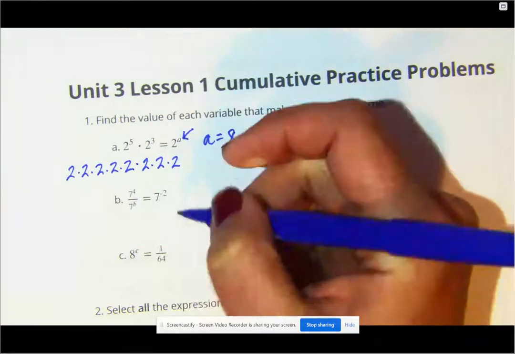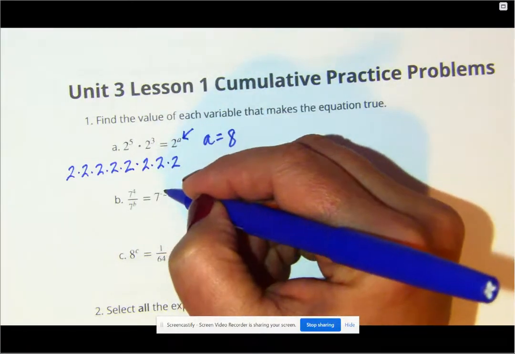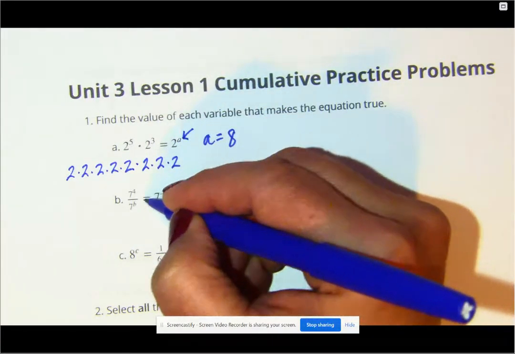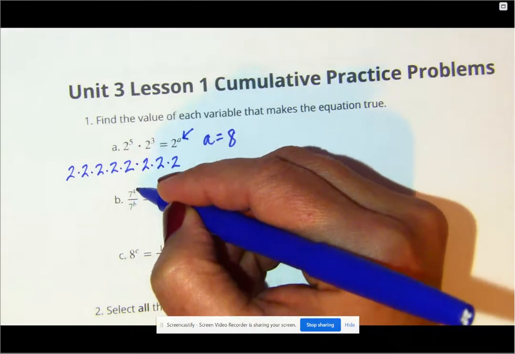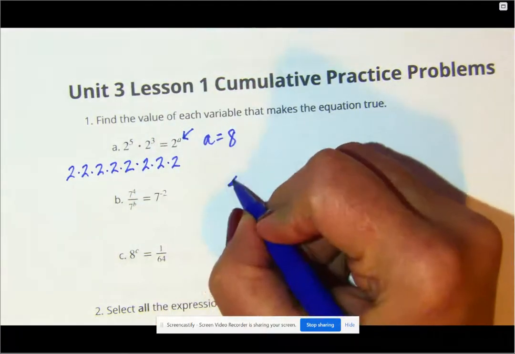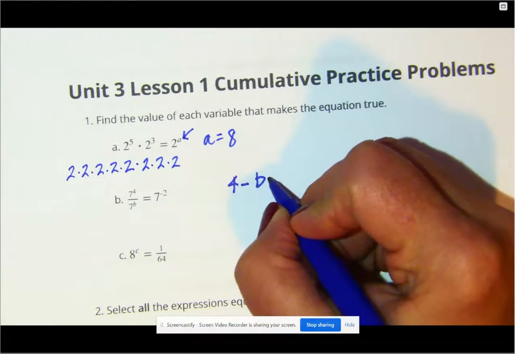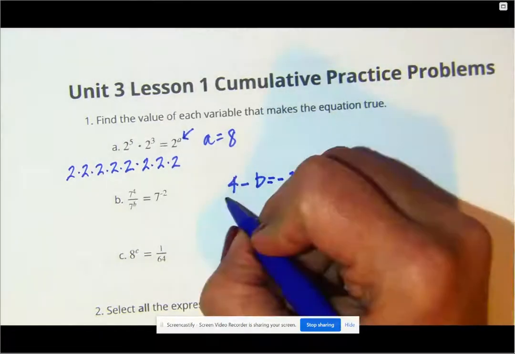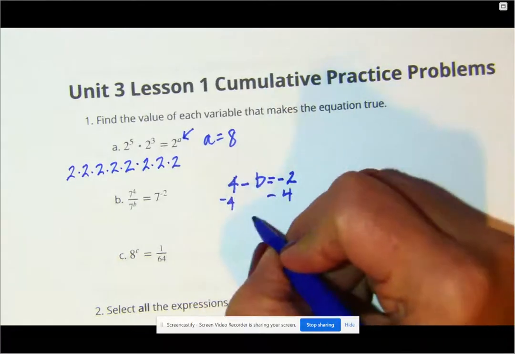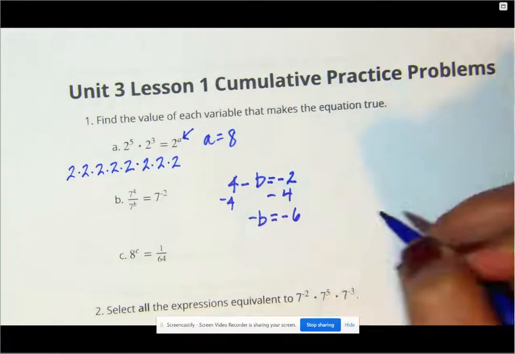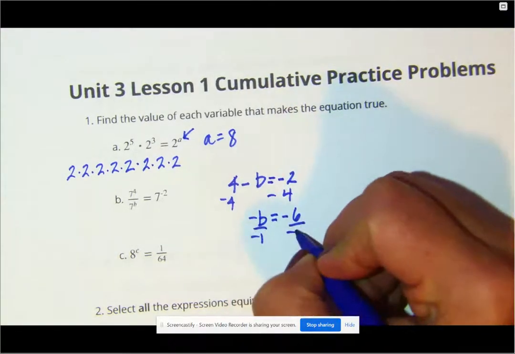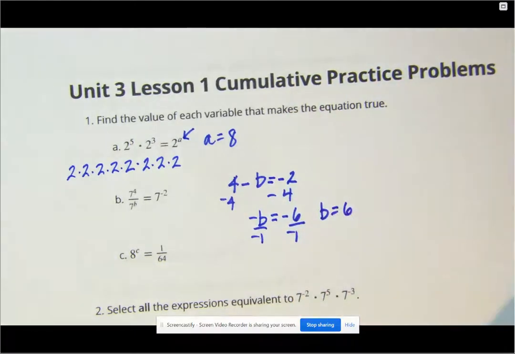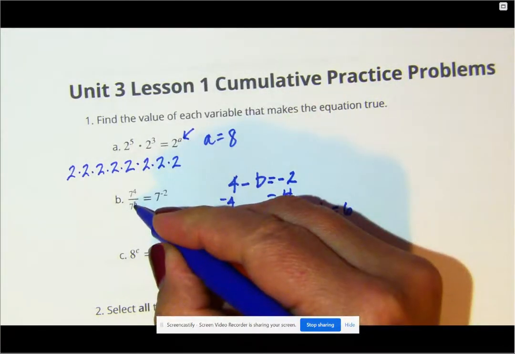And the other way I like to think of it, when I think of negatives, that means there were more 7s on the bottom. So you could make an equation. You could say 4 minus what gives a -2? And then you could subtract 4 from both sides. Negative b equals -6. Divide by -1. So b is 6. So it had to be 7 to the 6th power.